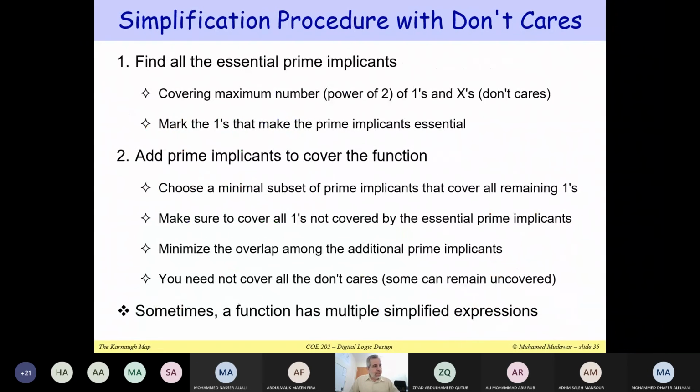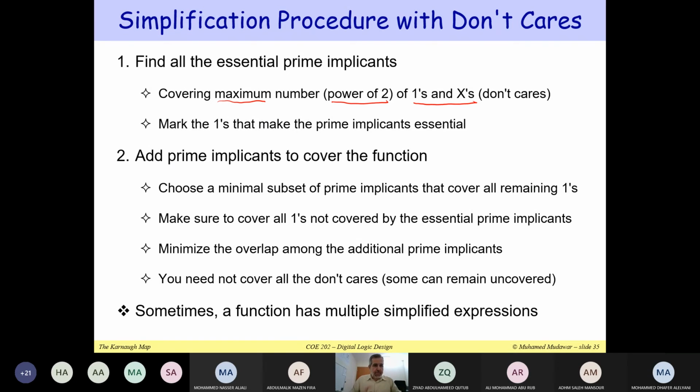So now we have a simplification procedure with don't cares. The first step is to find all the essential prime implicants, like we did before, but here we cover the maximum number, and maximum is very important, power of 2 of ones and don't cares. And you can combine the ones with the don't cares if they are adjacent.